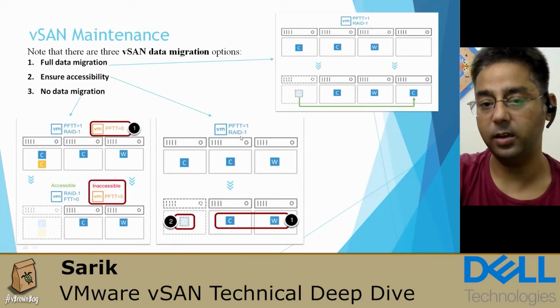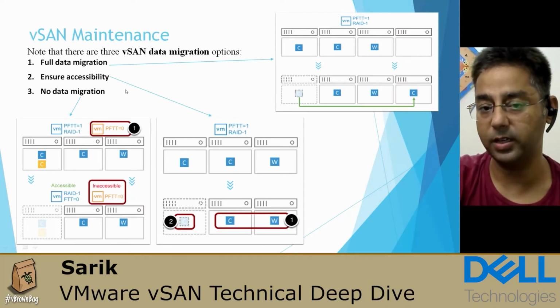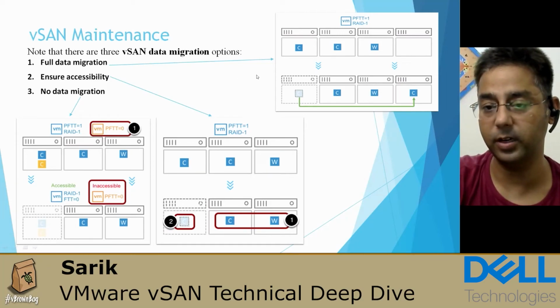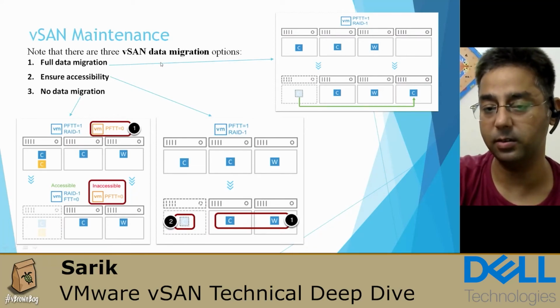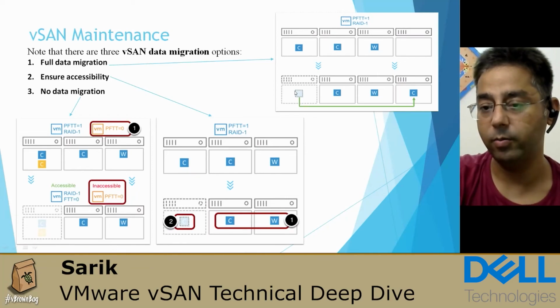We had vSAN maintenance. We do have 3 options in vSAN: full data migration, ensure accessibility, and no data migration. I put it here very nicely with pictures, so you can have an understanding. Full data migration is self-explanatory. Whenever we are replacing a host with maintenance, we will select full data migration, and it will make sure all data is evacuated and moved to the disk groups of other ESXi hosts. So it will empty the entire host.